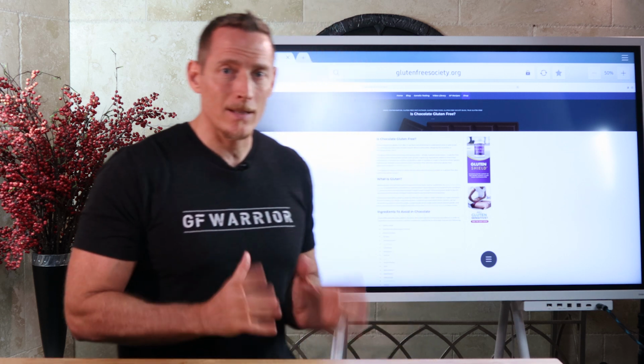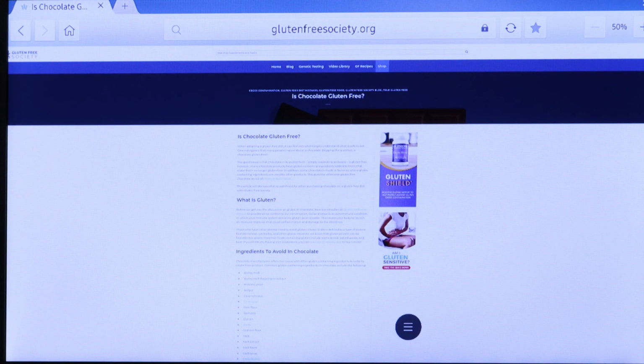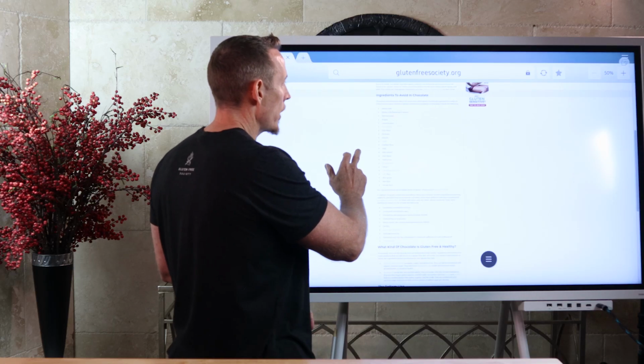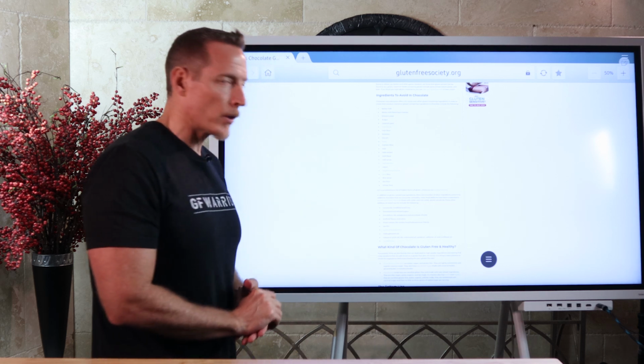Is chocolate gluten-free? This question comes up a lot, and the answer, unfortunately, is more complicated than it should be. Now, by itself, the cocoa bean is definitely free of gluten, but when we're making chocolate, it's not always pure cocoa, right? Most people run away from pure cocoa. It's what you put in the chocolate that actually makes it taste good for most people.